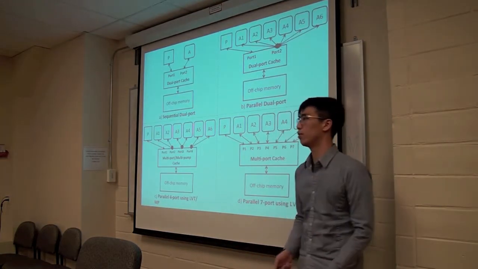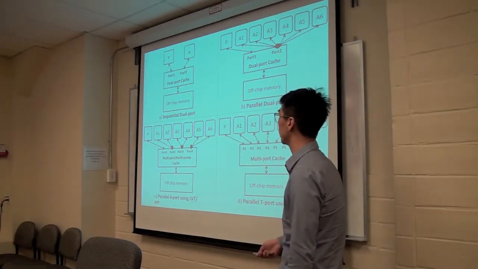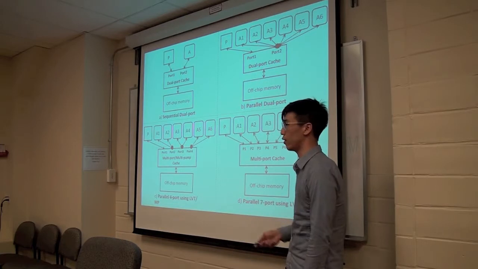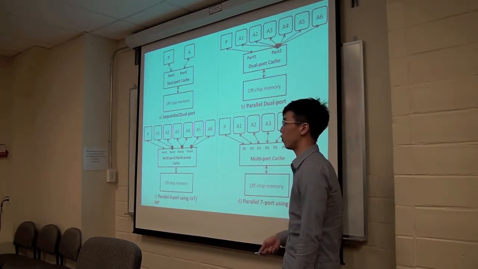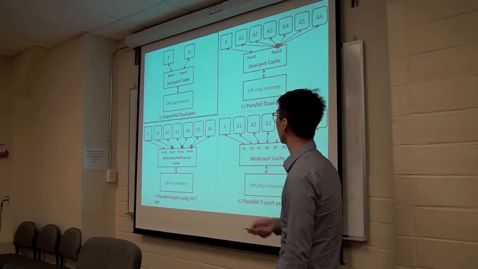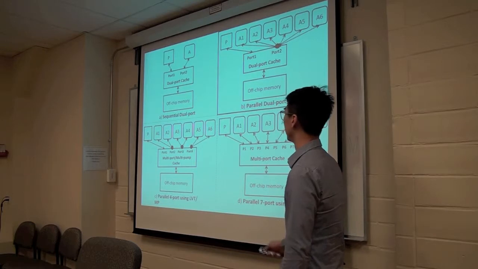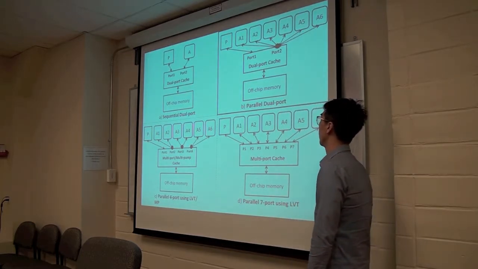So using these multi-ported caches, we created 5 different architectures to be evaluated. The first one is a sequential dual port. This was the default architecture, where a single accelerator is running that performs all the work in the program. Now the second one is the parallel dual port, where there's 6 parallel accelerators running, but they share one port into the cache.